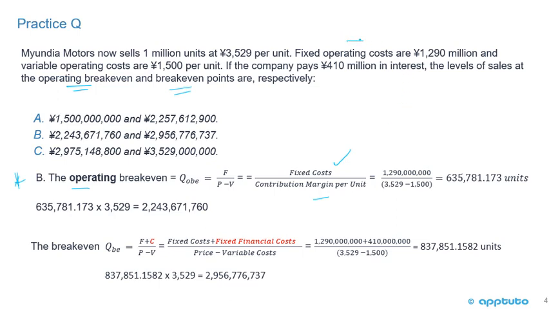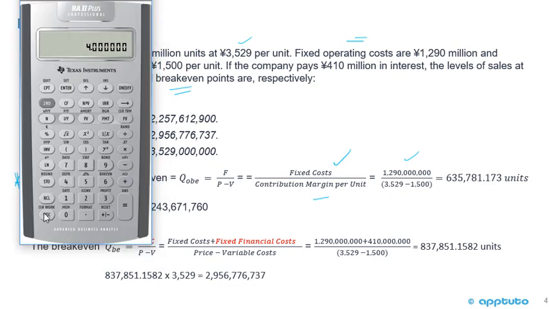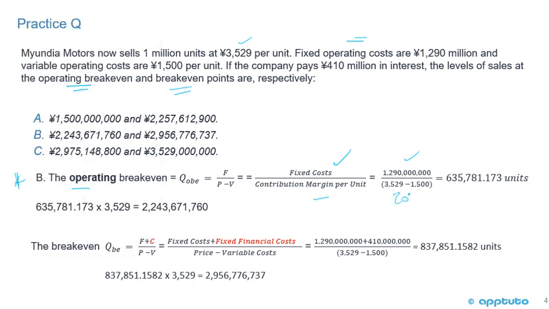So they're giving us our fixed costs here, fixed operating costs, 1,290 million yen. As I said, you've got to be careful with the zeros. That's how we write that out. And divided by the contribution margin per unit, we've got it because we've got the selling price 3,529 per unit, and we've got the variable costs at 1,500 per unit. So sales minus variable costs per unit, we've got our contribution margin, which, if I bring up the calculator very quickly, is 3,529 minus 1,500, and we've got our contribution margin per unit of 2029.